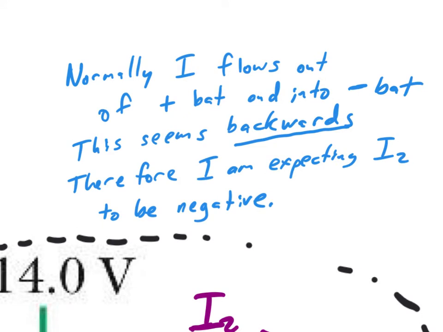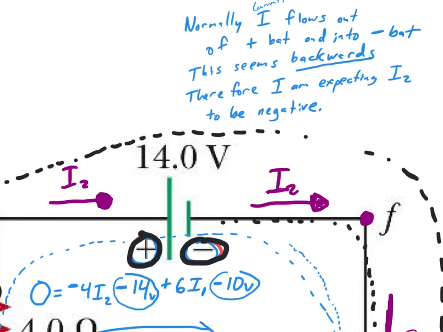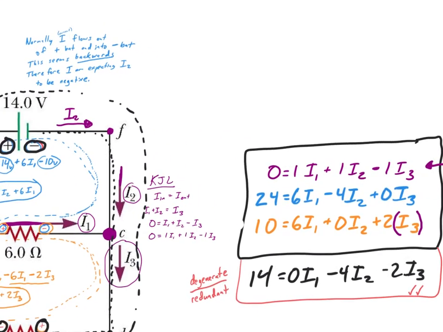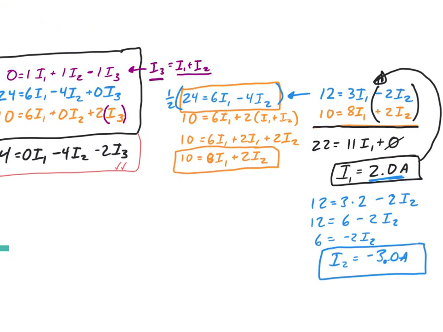Normally I, as in the current, flows out of the positive battery and into the negative side of the battery. This seems backwards, and by this I mean this looked backwards. Therefore, I'm expecting I2 to be negative. And it was.